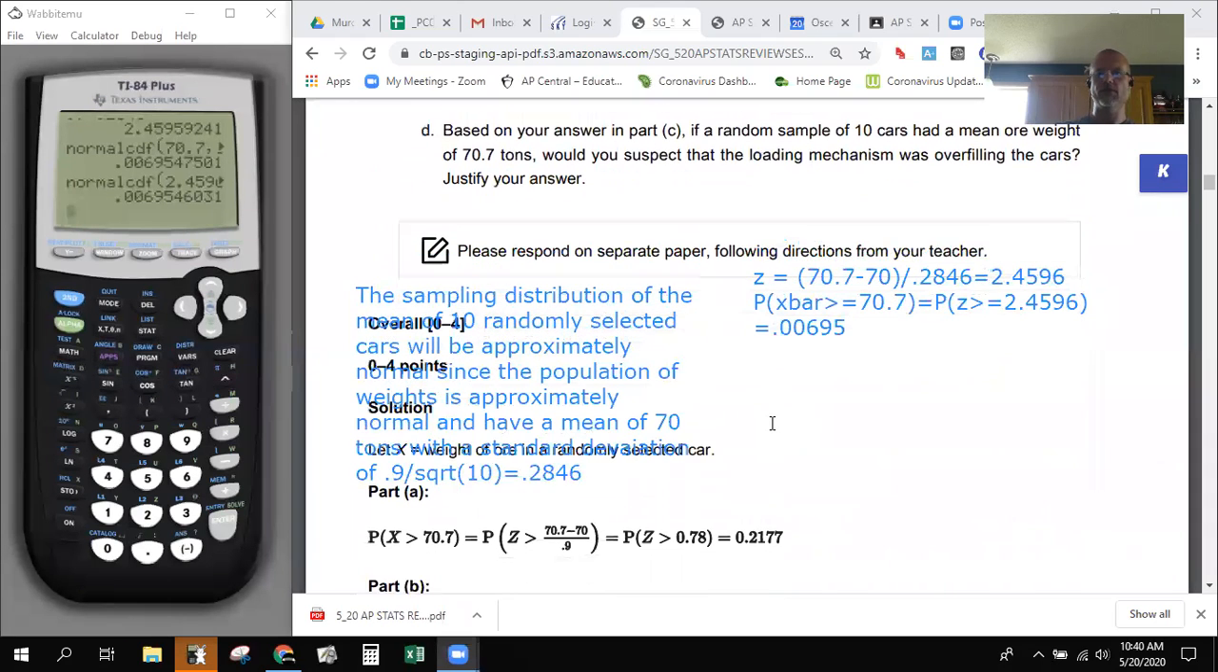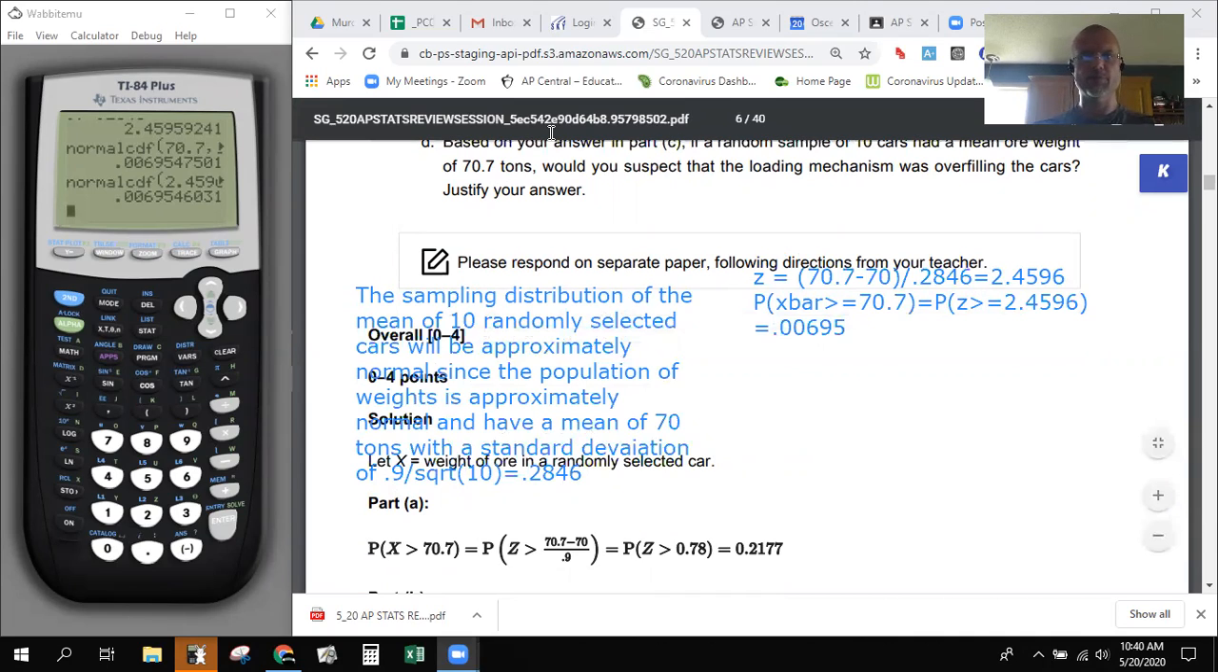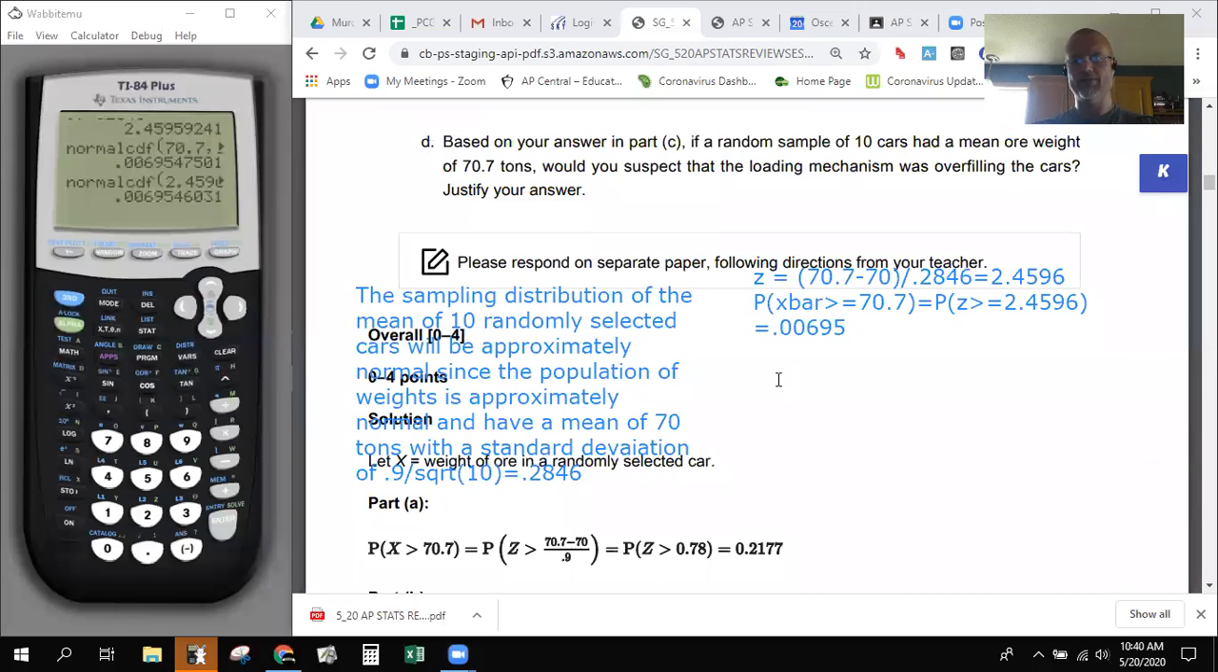Now part D, based on your answer in part C, for a random sample of 10 cars, would you suspect the machine is overfilling? I still wouldn't, okay? So it's not past that 5% level. It is closer. I am more suspicious, but since... Oh no, I am, because it's not 0.06, it's 0.006.